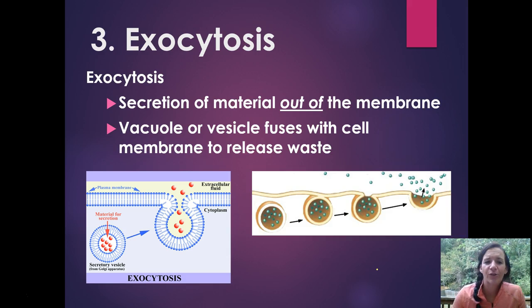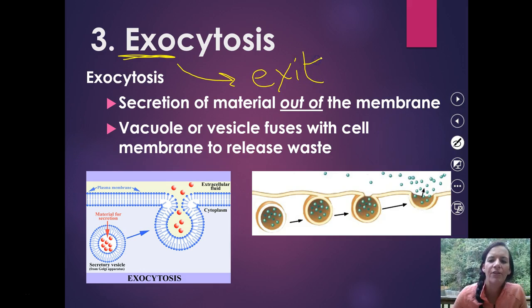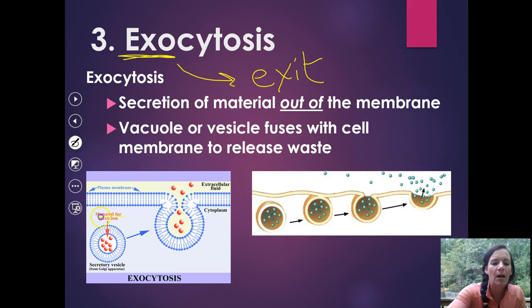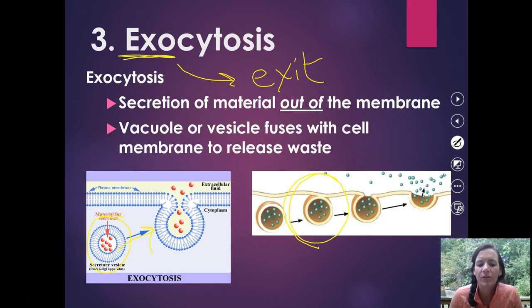So finally, exocytosis. Exo you can think of as exit. This is essentially endocytosis in reverse. This is secretion of material out of the cell membrane. In this situation, you have a vacuole or a vesicle that's inside of the cell. It's going to come up and fuse with the cell membrane. Once it fuses, and this right here is a great picture of that, it's going to release those things to the outside, whether it's waste or gas or different particles. They're all going to be released to the outside once that fusion has taken place, because now it's no longer in the cell.